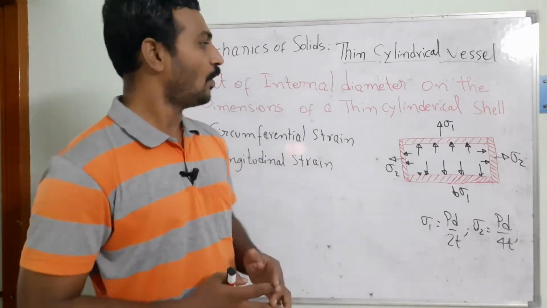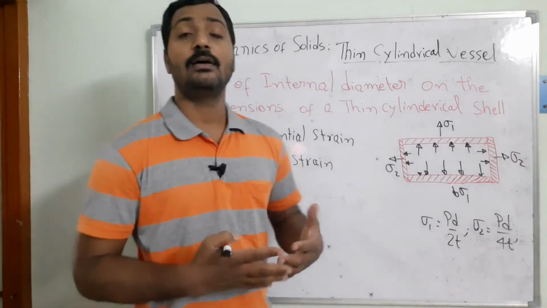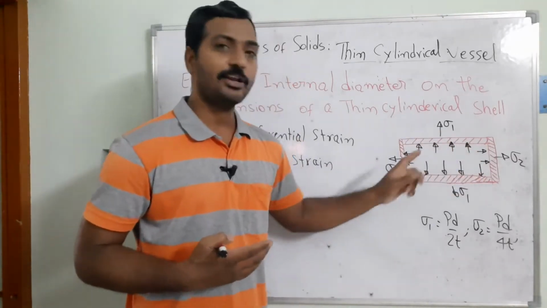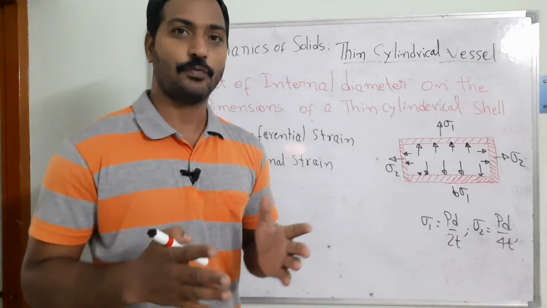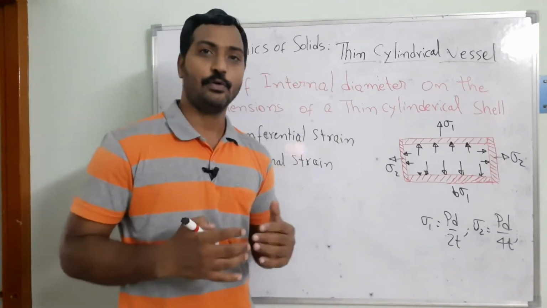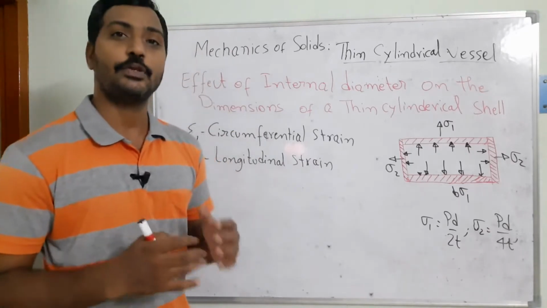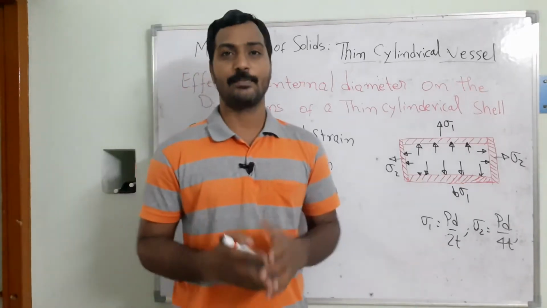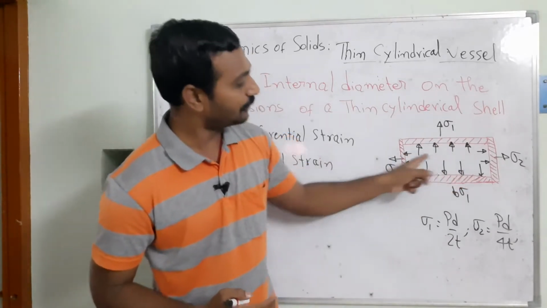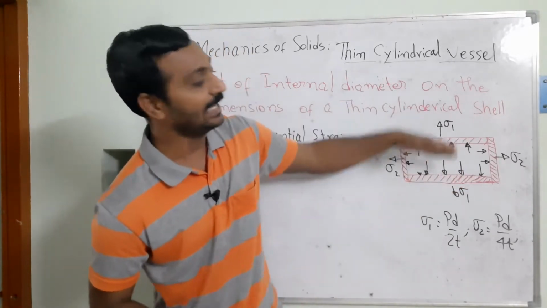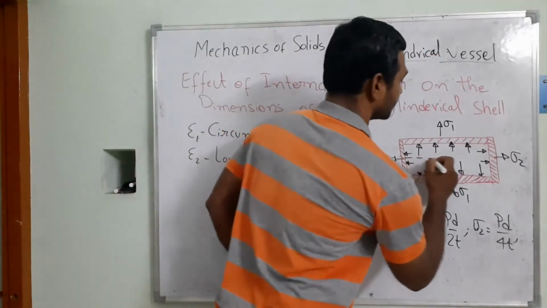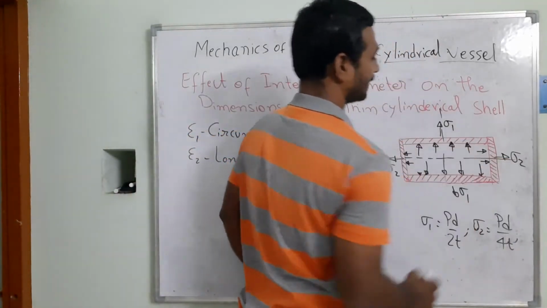Now in this case, we need to find out, if the internal diameter is subjected to the pressure of the fluid, how the dimensions are going to change. As we know, the change in dimensions we generally measure in terms of strain. There we can see the circumferential forces are going to be acting in the transverse direction, and longitudinal stresses are going to be acting along the longitudinal axis.